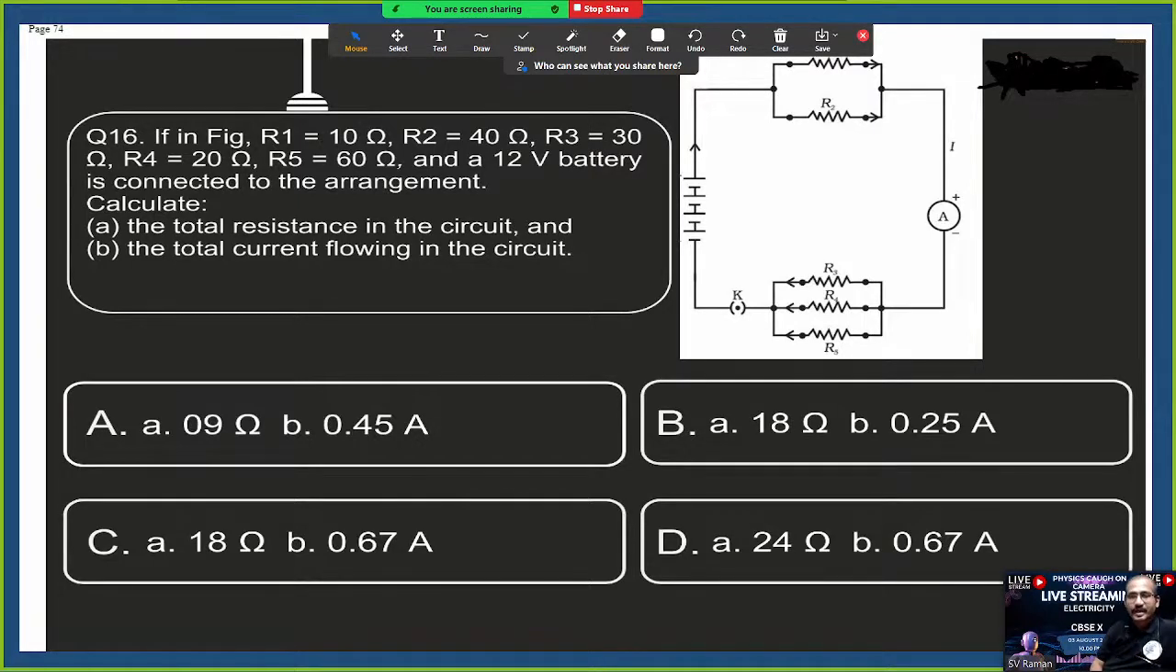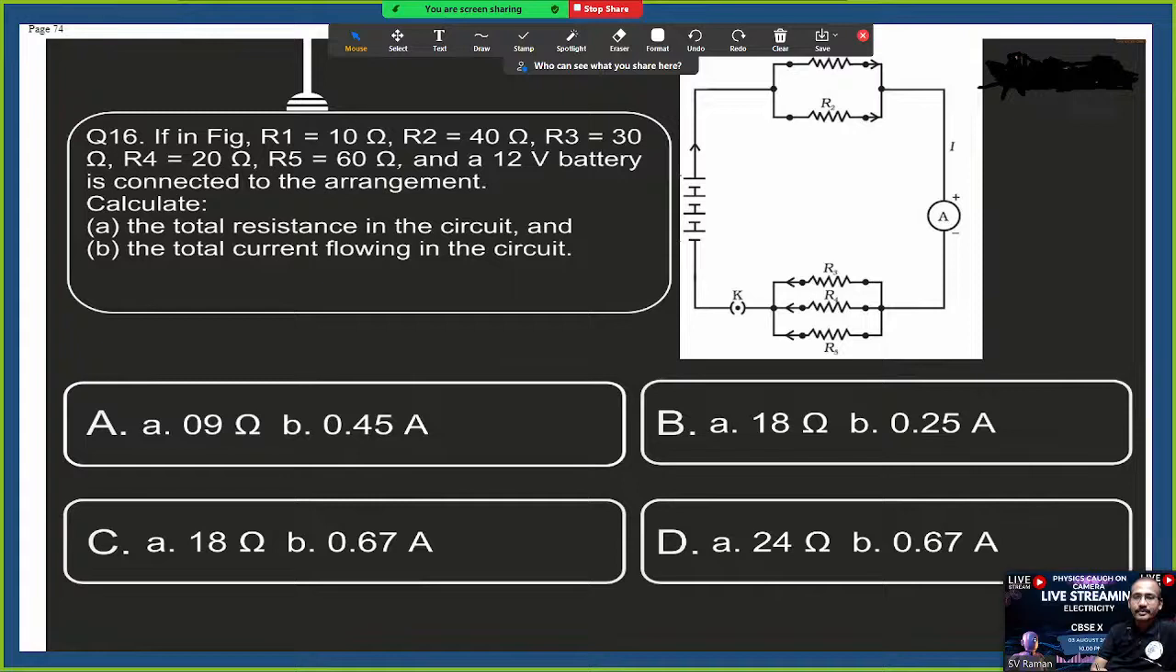Now, next question. R1 10 ohms, R2 40 ohms, R3 30 ohms, R4 20 ohms and R5 60 ohms, and a 12 volts battery is connected in the arrangement. Calculate the total resistance in the circuit and the total current flowing in the circuit. Now you can see this kind of question. The students might be confused why these different kinds of resistors and what we can do.